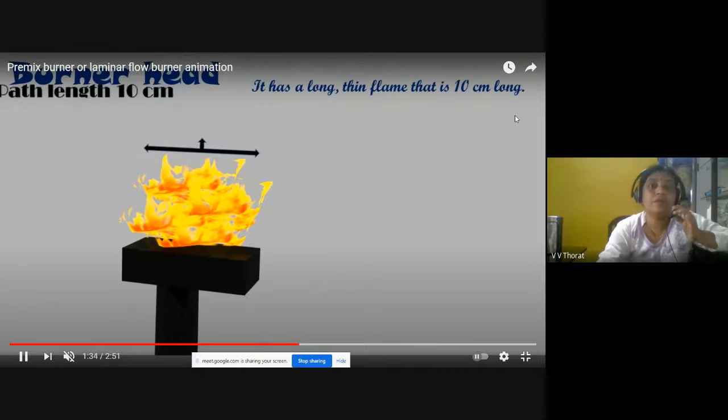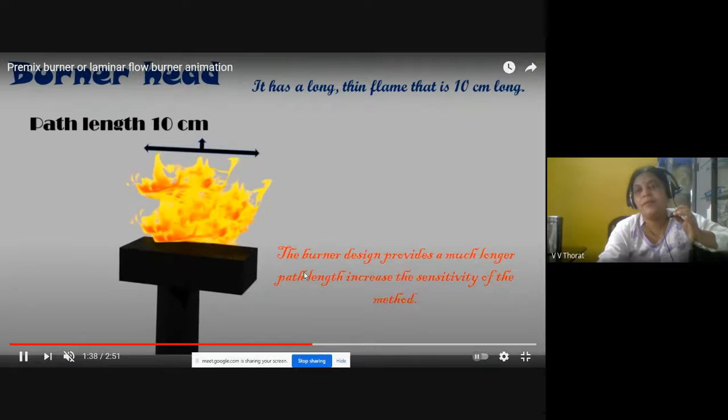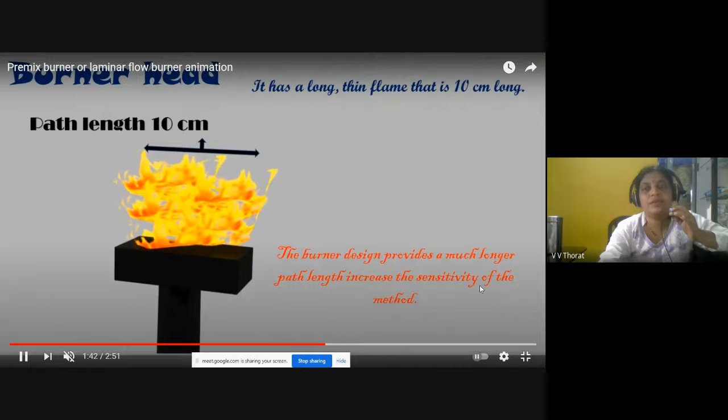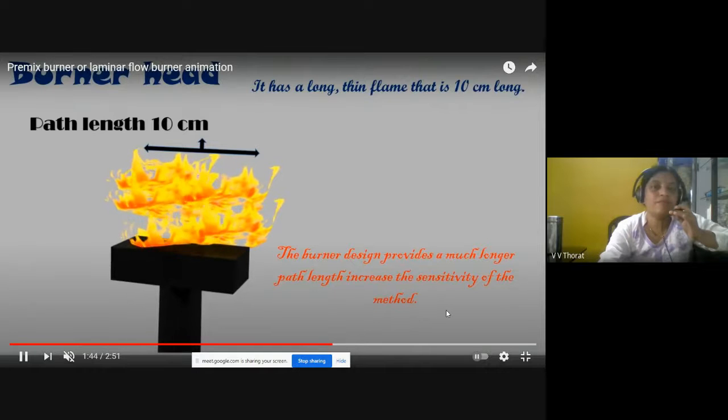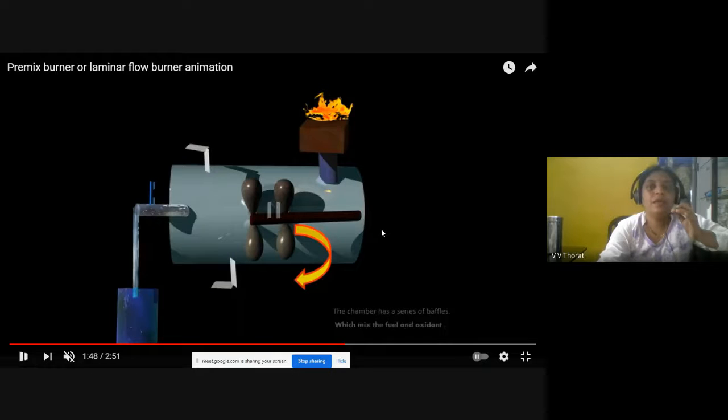That is one of the advantages. So the path length is 10 centimeters. The burner design provides a much longer path length to increase the sensitivity of the method. If the path length is greater, more sample will be atomized. Now listen, I have paused it. Sample will go from the tube which is below.